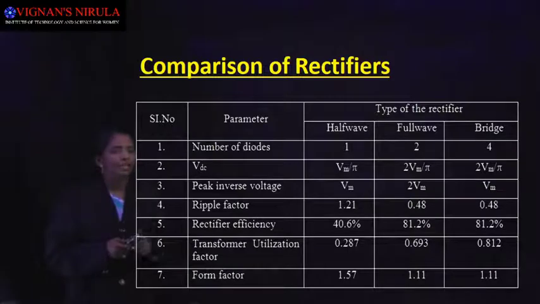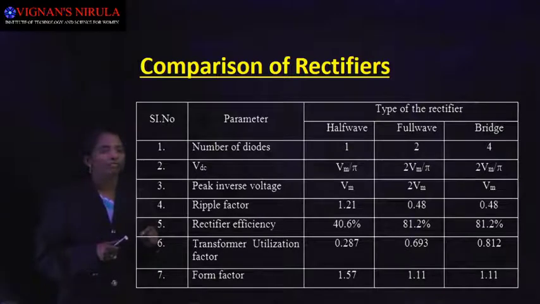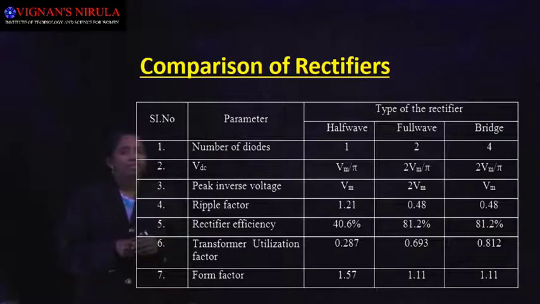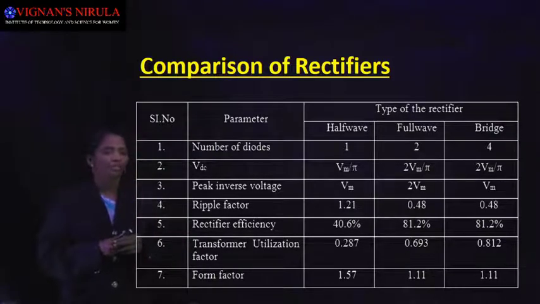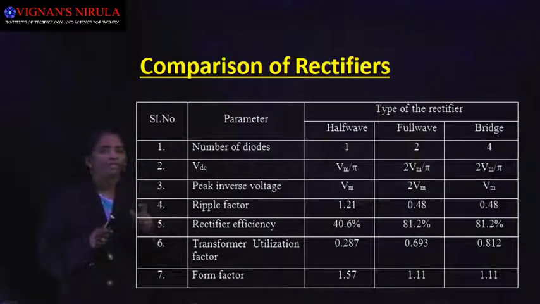Comparison of rectifiers. Here we are considering the half wave rectifier, full wave center tapped rectifier and bridge rectifier. According to the construction, the first point is the number of diodes. For the half wave rectifier we use only one diode, for the full wave center tapped rectifier we use 2 diodes, and for the bridge rectifier we use 4 diodes. So the number of diodes required is 1, 2, 4.